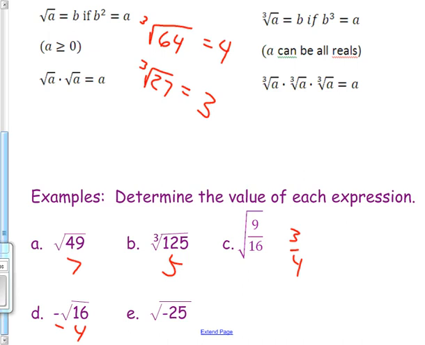And last is, wait a minute, the negative's underneath the root. That's a no-no. You're not supposed to do that unless you use what kind of numbers? I is the imaginary. So the final answer would normally have been 5. So what do you say? 5i. Really what you're doing there is you're saying that the square root of negative 25 is being broken up into 2 parts. It's being broken up into square root of 25 and the square root of negative 1. And that's 5, and that's i.